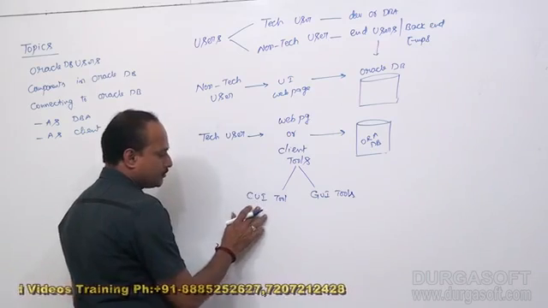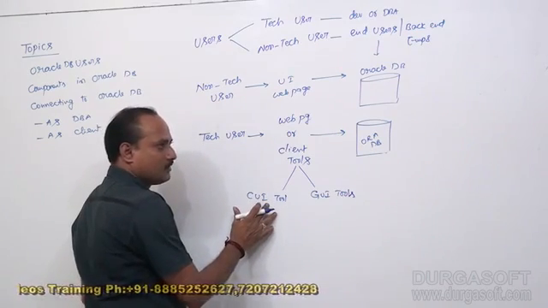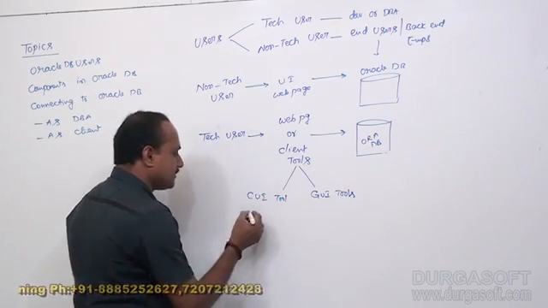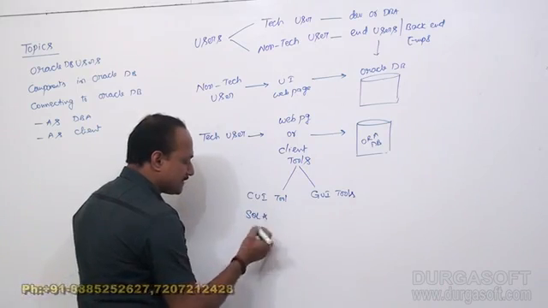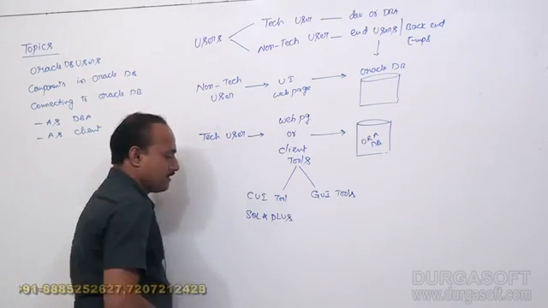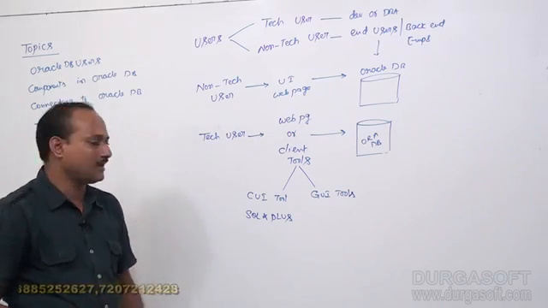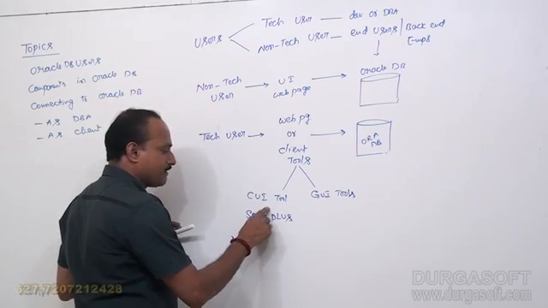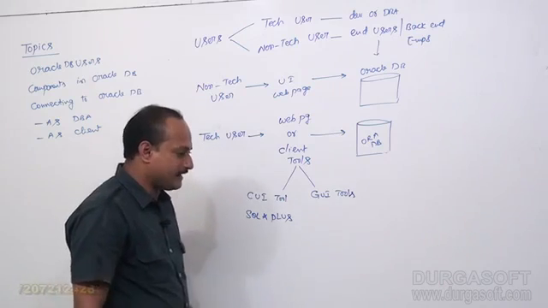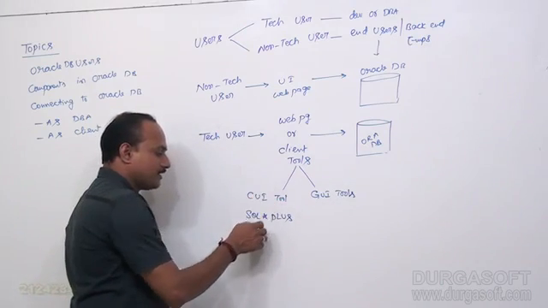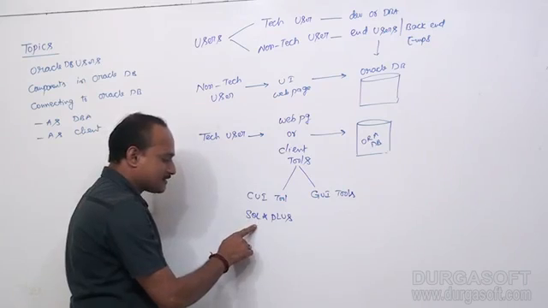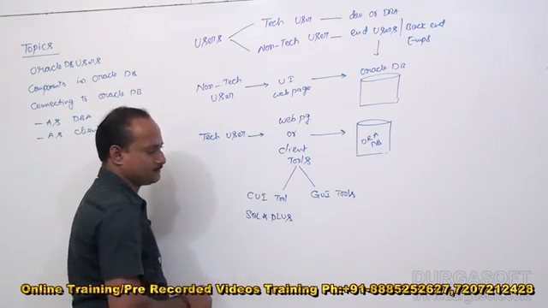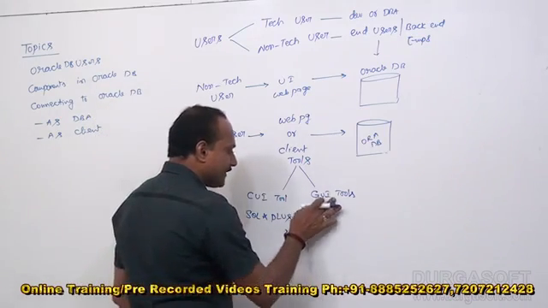Here, a CUI tool, command user interface tool, only supports commands. You have to enter commands. What is the name of the CUI tool? SQL Star Plus window. SQL Star Plus is called a client tool and it will be installed along with the Oracle installation. Again I am repeating, the CUI tool is SQL Star Plus. Remember this.